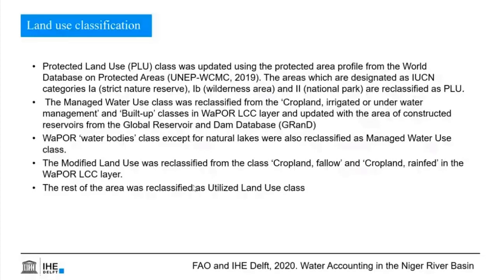So all the water bodies that are not natural, except natural lakes, will be reclassified as the managed water use class according to the reservoir. And the rest, the modified land use, will be cropland that is not irrigated. So all the rest of the area that is not protected, not managed water use, and not modified land use will be classified as the utilized land use class. So you can read more detail later.